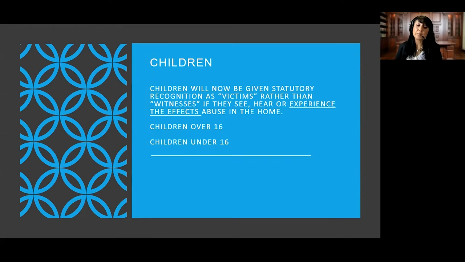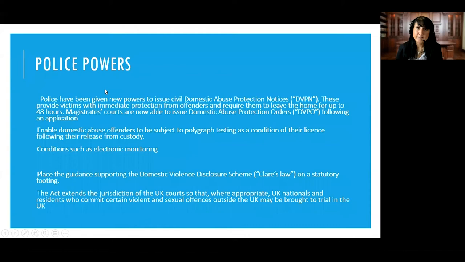So those involved in PLO, pre-proceedings, public law, we'll need to think very carefully about how we may amend our definition of harm and in terms of our referrals as well. So in terms of the police, now, police have been given much wider powers, and there is a provision for domestic abuse protection notices and, following those, domestic abuse protection orders. The current law is called domestic violence protection notices and domestic violence protection orders currently. So that's all being amended.